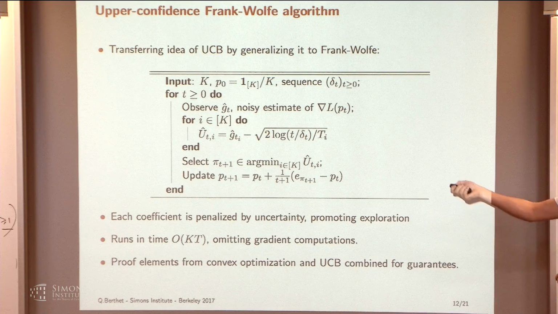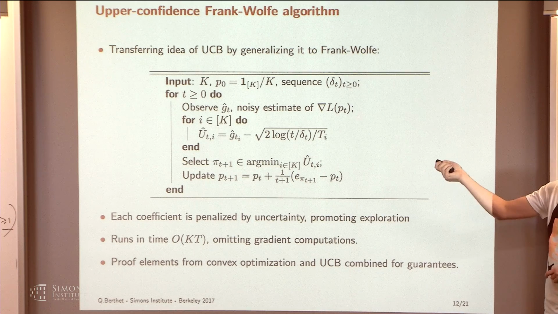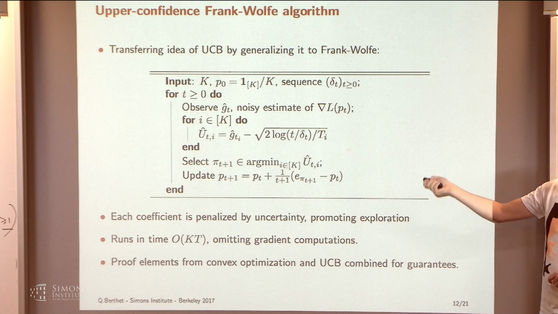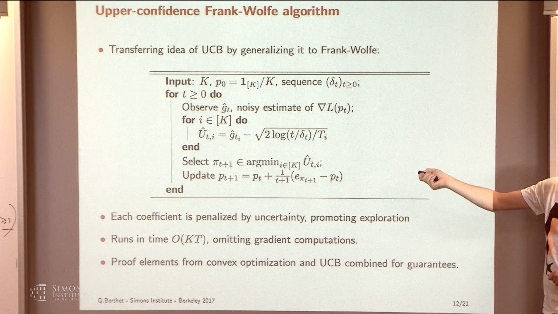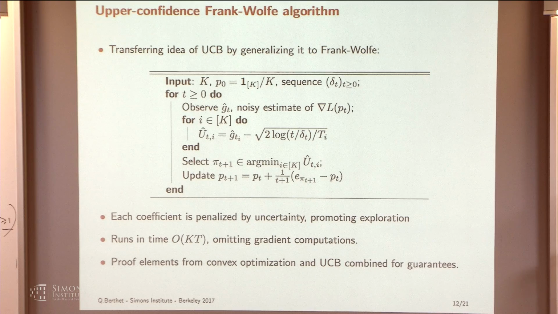The idea is that at each round we observe this noisy estimate of the gradient. We correct for uncertainty, so this should be Ti of little t. And then we select the action such that the coefficient of this vector is the lowest, right? So we're not only guided by the gradient, we're also guided by the uncertainty. The idea is that here we want to promote exploration.